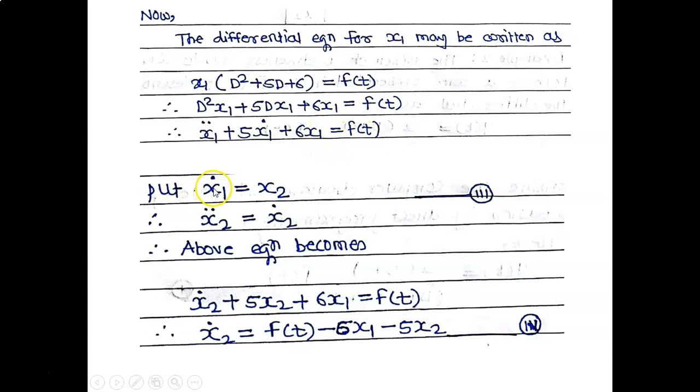Therefore put x1 dot is equal to x2. Therefore x1 double dot is equal to x2 dot. Therefore the above equation becomes x2 dot plus 5x2 plus 6x1 is equal to f(t). Therefore x2 dot is equal to f(t) minus 6x1 minus 5x2. Equation 4.